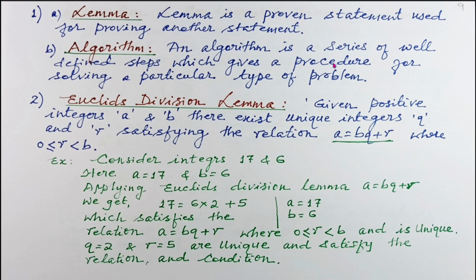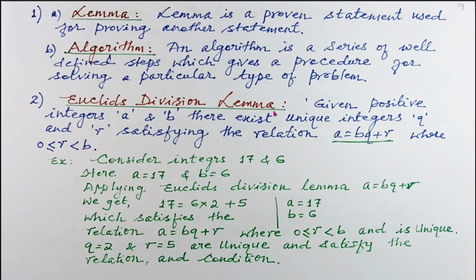Algorithm. An algorithm is a series of well-defined steps which gives a procedure for solving a particular type of problem. So if we have a problem, we have to follow a procedure, and that procedure has certain well-defined steps, and that is what is called an algorithm.